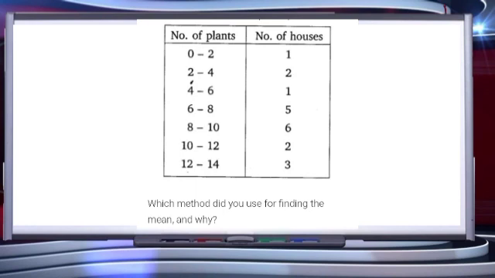Next they are asking which method did you use for finding the mean and why. So students, as I have told you, we have two methods. One is the direct method and the other one is the assumed mean method. Which method is used when? Direct method is always used when the calculative part is less. As you can see here, 1, 2, 1, 5, 6, 2, 3, small values are given to us. So here we are going to use the direct method. Where larger values or numerals are given to us, there we use the assumed mean method.